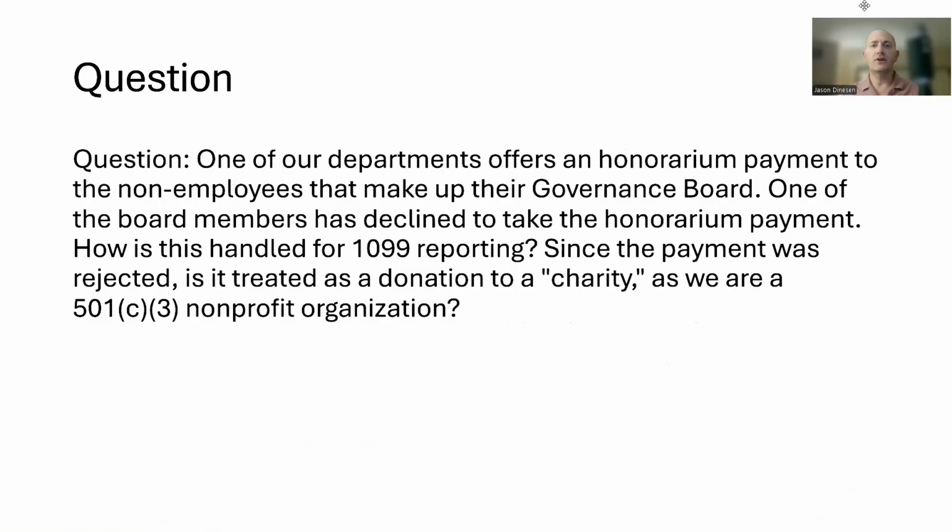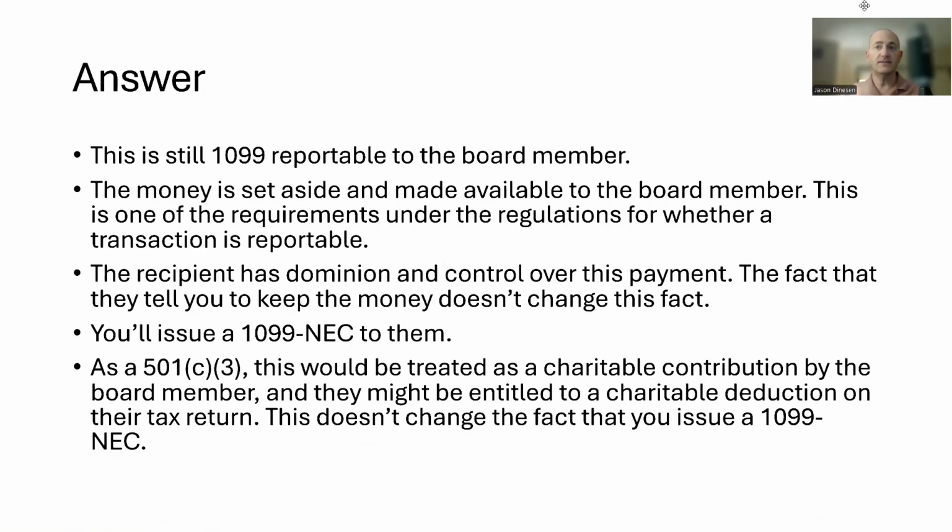Next question. One of our departments offers an honorarium payment to non-employees that make up their governance board. One of the board members has declined to take the honorarium payment. How is this handled for 1099 reporting? Since the payment was rejected, is it treated as a donation to a charity, since we are a 501c3 nonprofit? The answer is this is still 1099 reportable to the board member.